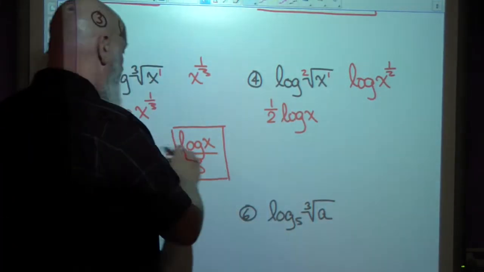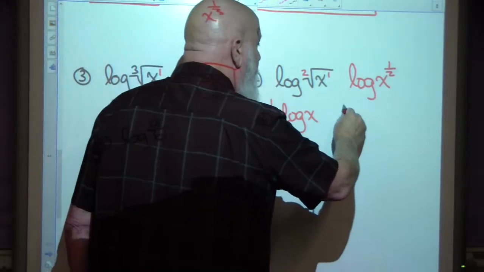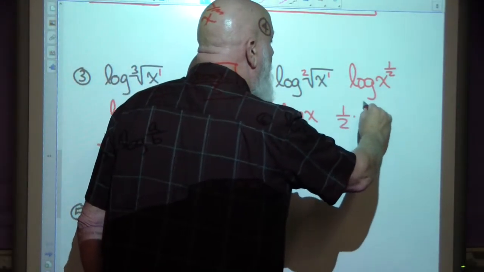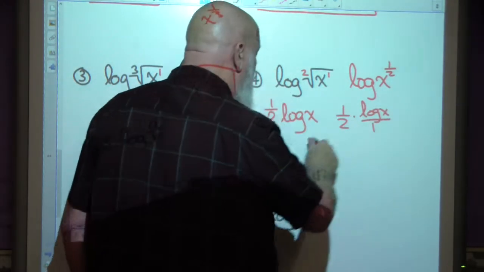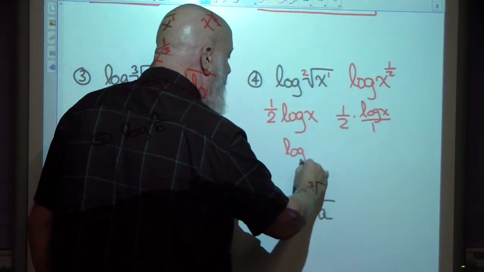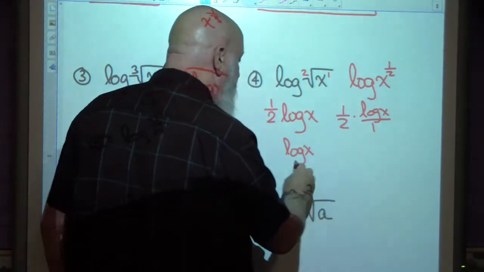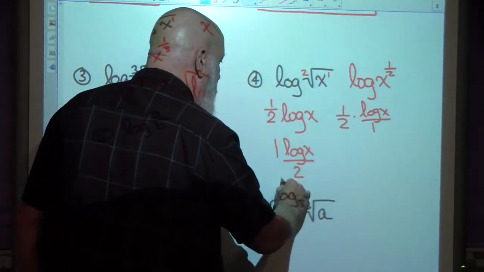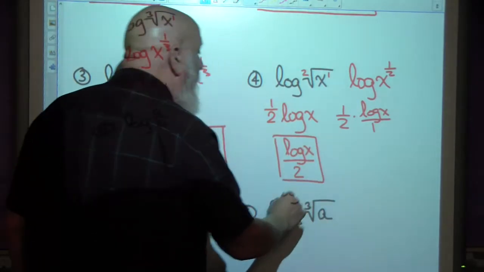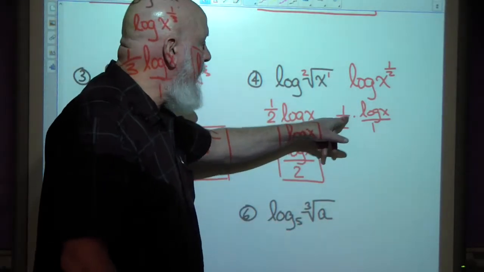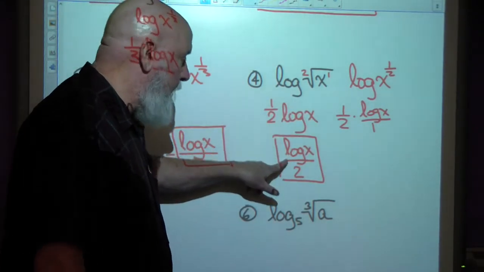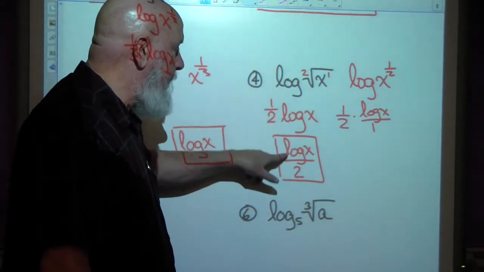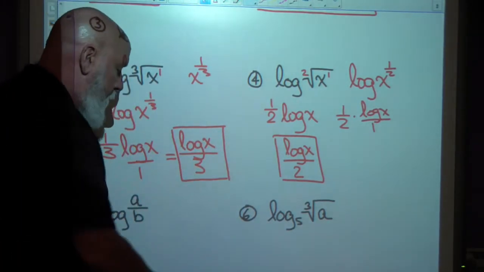And as I said, in this problem they're going to think of this as 1/2 times log x over 1. That's how they're thinking of it. And then 1 times log x is log x. 2 times 1 is 2. In most cases, you're going to see it written like this. But on today's worksheet, they're going to write it like this. Hopefully you can see that these two expressions are equal in value.